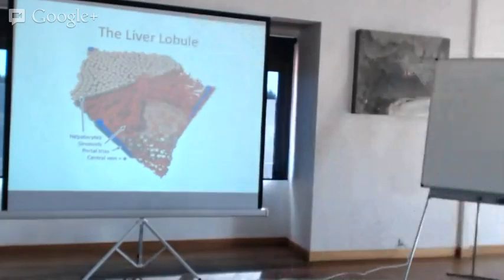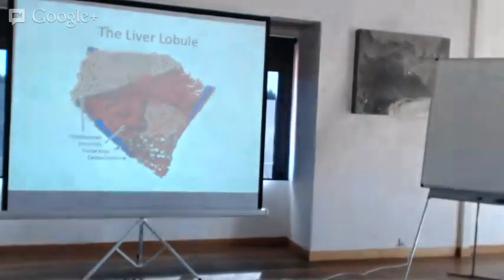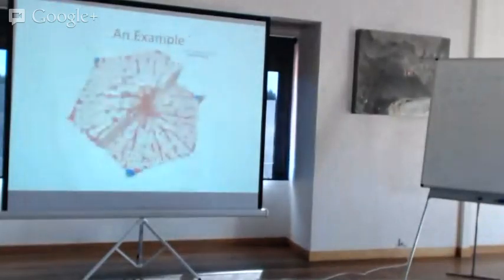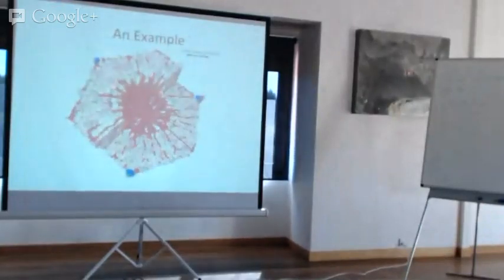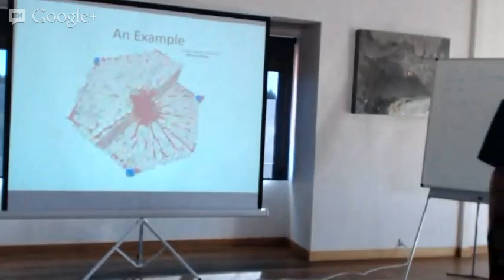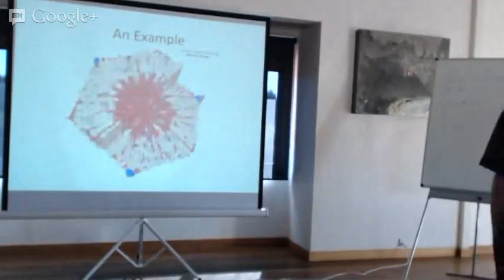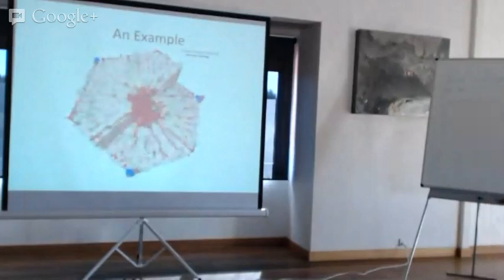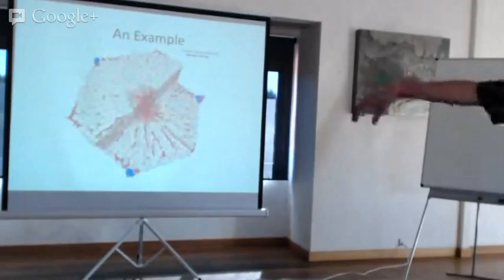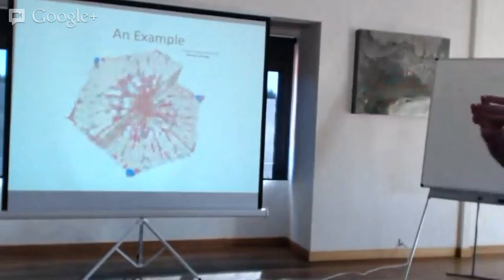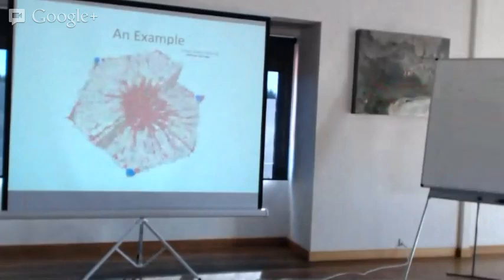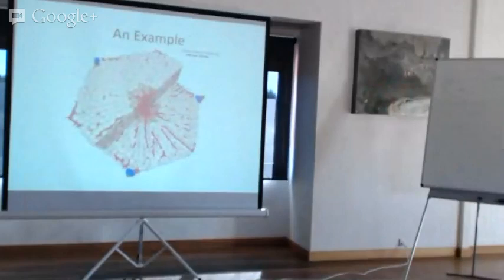But we want, of course, to simulate that. And as an example, we have a situation like this. This is an intoxication of the liver. There was a toxin injected into the central vein. It gets transported to the lobules, and from the central vein, the toxin diffuses into the tissue and kills off the cells that get a certain level of this toxin.